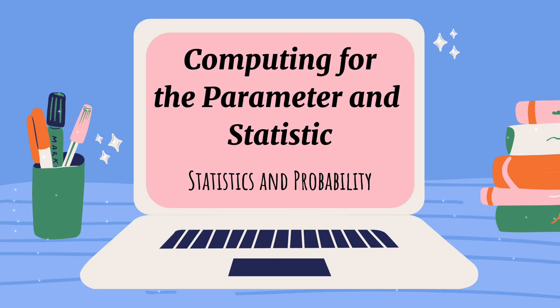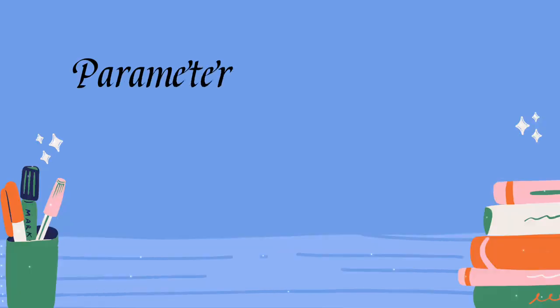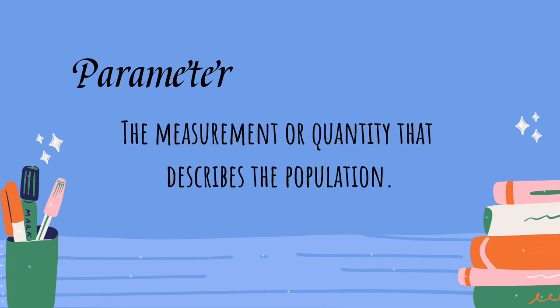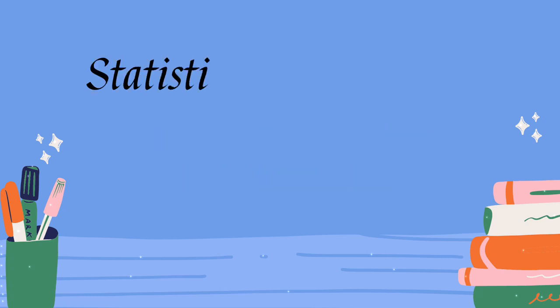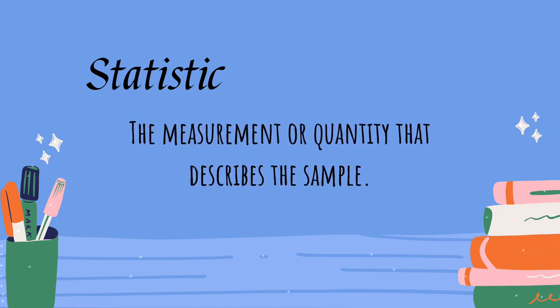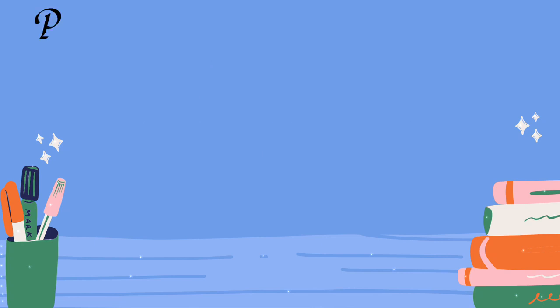Good day everyone! For today's lesson, we're discussing computing for the parameter in statistics. What is a parameter? A parameter is the measurement or quantity that describes the population, while a statistic is the measurement or quantity that describes the sample. When we say sample, it is a subset of the population. For example, we have this situation.